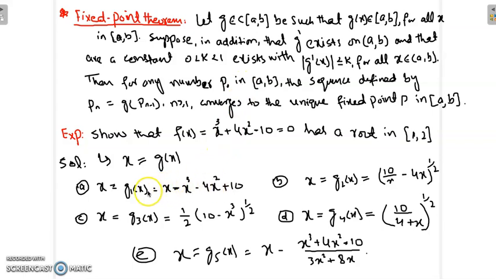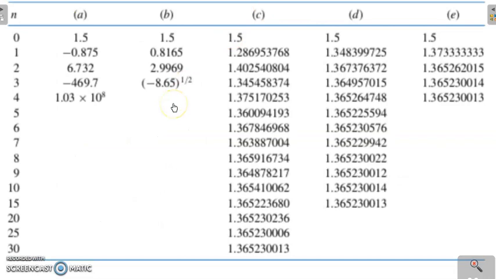Now we will check each one, taking some number p0 in this interval, and we will determine which one among these options A, B, C, D, E satisfies all the conditions of this theorem. We will generate the sequence from the different values by putting them in these options, and see whether they converge to some unique point or not. On the next page we have these numerical results for these options.